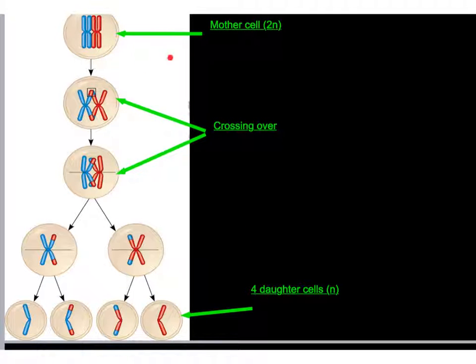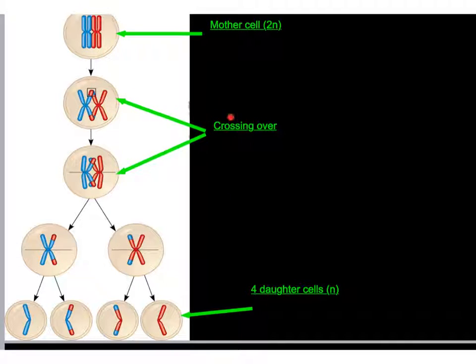So here's our mother cell. It starts off as 2N. Let's skip this for now and jump down here. And what we're going to do is we're going to go through 1 round of cell division and then right into another round of cell division. So we have, instead of 2 daughter cells forming, a total of 4. And here, our daughter cells are going to be N. They're going to have just 1 chromosome for each pair.